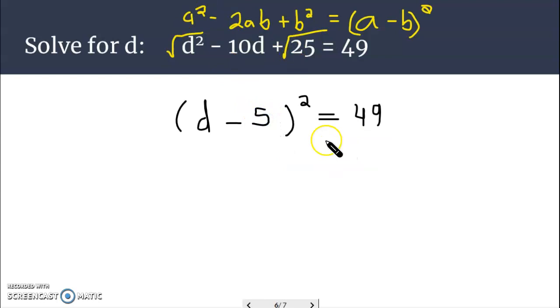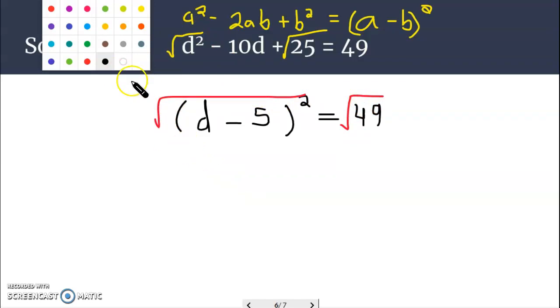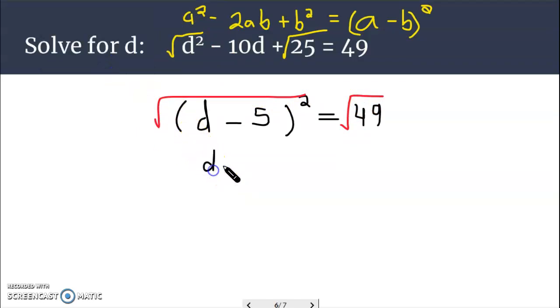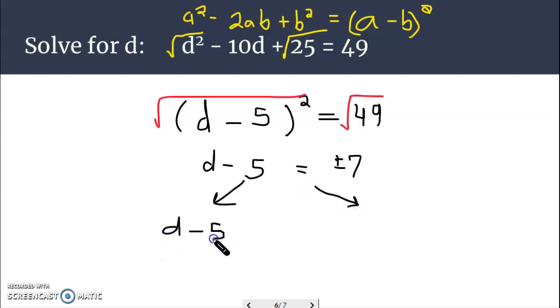So now I have a situation like the previous example. It's quantity d minus 5 squared equals 49. I'm going to take the square root of both sides. D minus 5 is by itself. The square root of 49 is 7, but there's the positive or negative possibility. And now I'll break it into the two mini equations like I did before. D minus 5 equals 7, or d minus 5 equals negative 7.